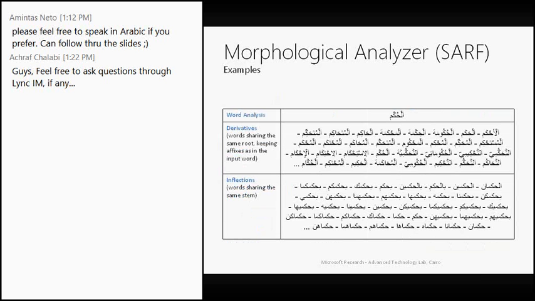Generation of derivatives and inflections is presented here, and we can say that derivatives are the words that share the same root with the input word, while inflections share the same stem, so they are different only in prefixes and suffixes.